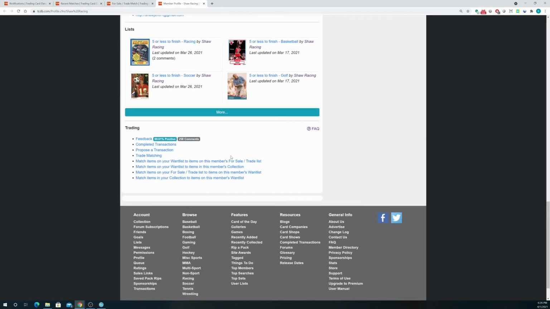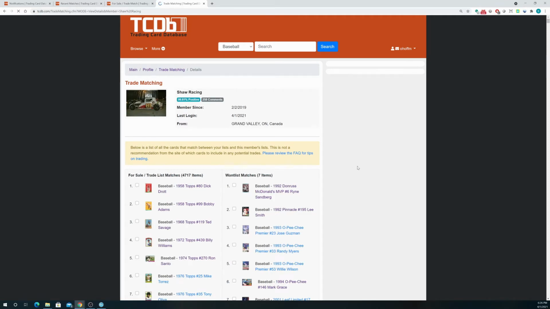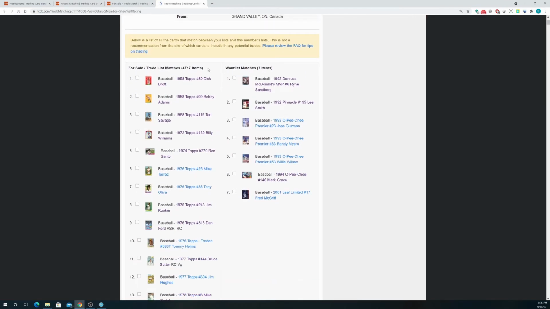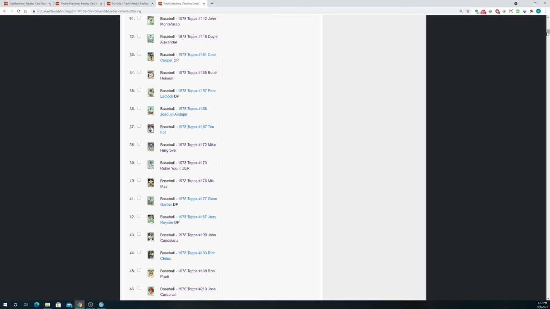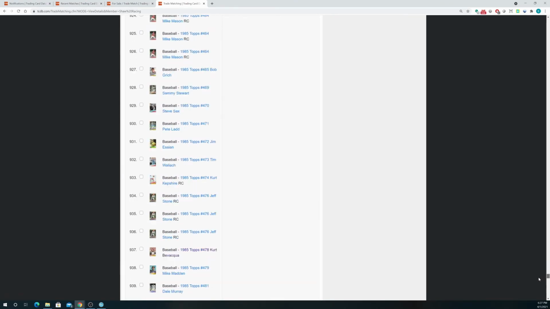So there's a feature down here called trade matching. That has been fairly new to the site and very good. You click on that, and that says everything on his want list that matches yours and vice versa. So we have 7 cards here that I want on his, and there's many cards here. Look at this, there's quite a few that he's looking for that I have.